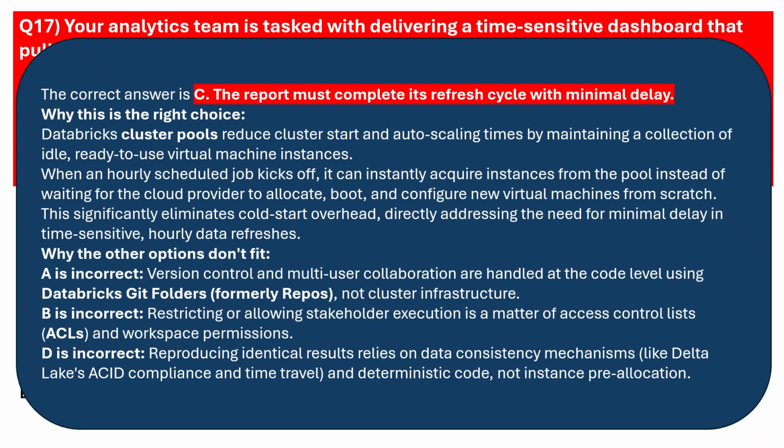Why the other options don't fit? A is incorrect. Version control and multi-user collaboration are handled at the code level using Databricks Git folders, formerly repos, not cluster infrastructure. B is incorrect. Restricting or allowing stakeholder execution is a matter of access control lists, ACLs, and workspace permissions. D is incorrect. Reproducing identical results relies on data consistency mechanisms like Delta Lake's ACID compliance and time travel, and deterministic code, not instance preallocation.